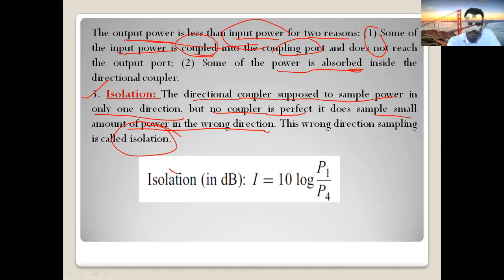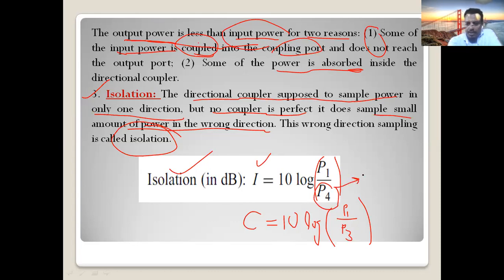So what does isolation mean? Isolation I means ten log of P1 divided by P4. How about C? Coupling. This is coupling in the correct direction, which compares ten log of the input power P1 with P3, right? But isolation compares P1 with P4. What is P4? Wrong direction coupling.